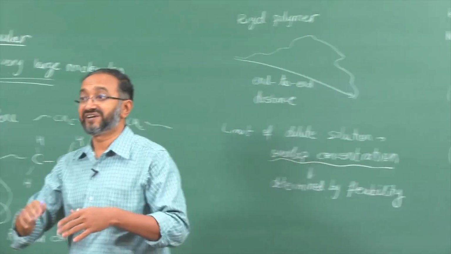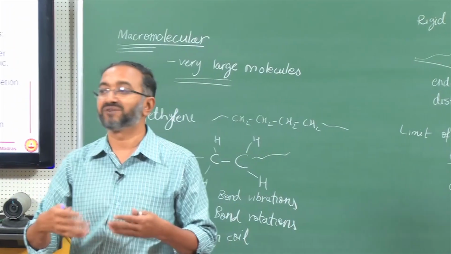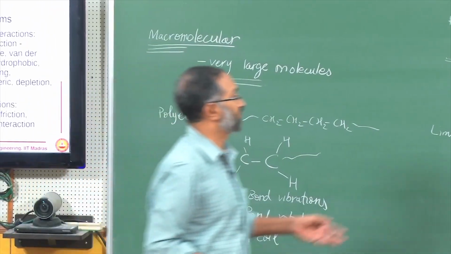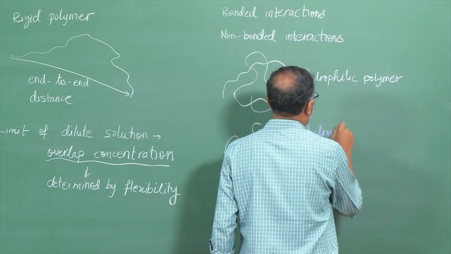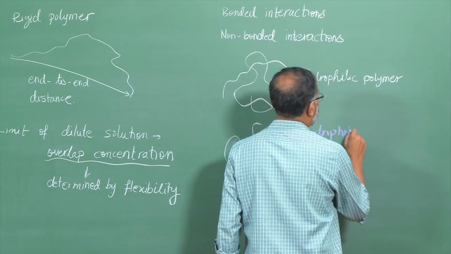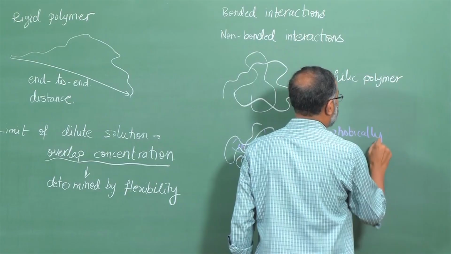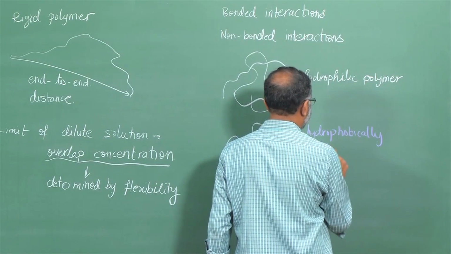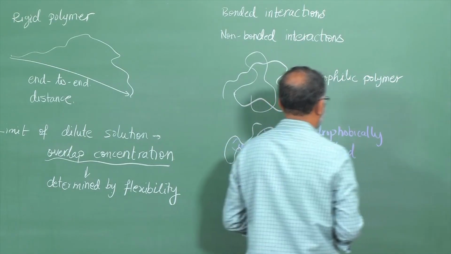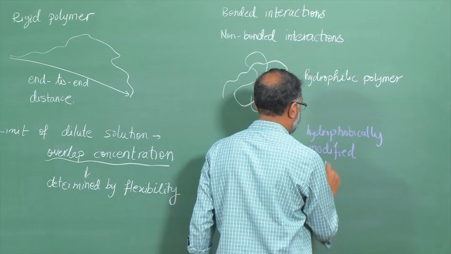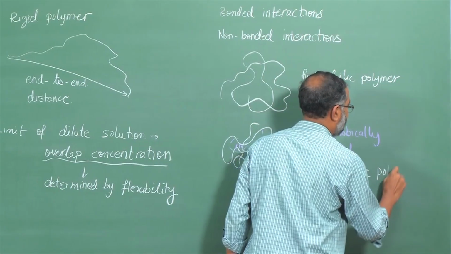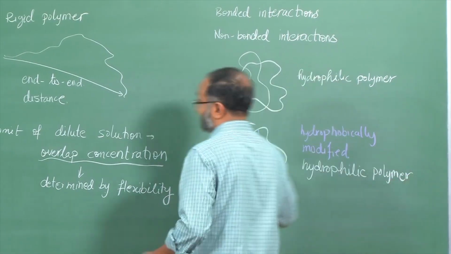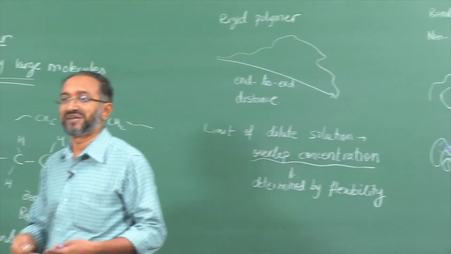So, what we are doing is we are inducing hydrophobic interactions in the polymer. So, this is one example of a hydrophobically modified hydrophilic polymer. So, clearly this is all molecular interactions being manipulated.